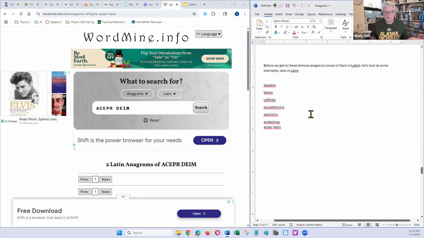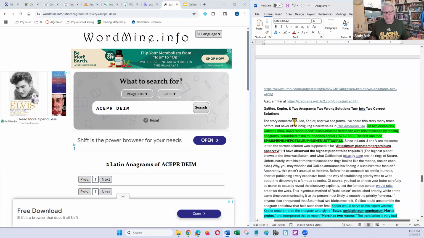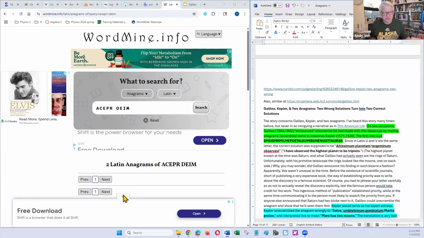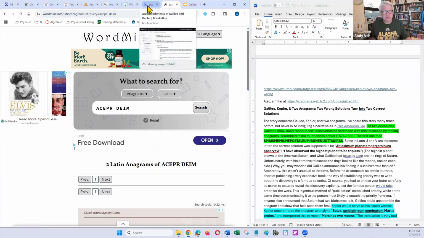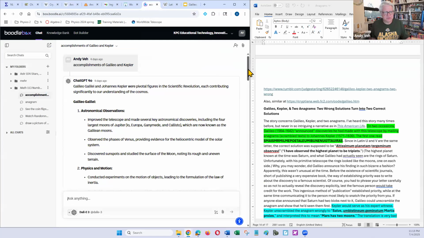All right, so let's go over here to Galileo, Kepler, and 2 anagrams. This is from a person with the name of Judge Starling. I'm not sure if that's his real name, but anyway, he wrote this up here, and it's one of many sources where you can find these. But let me tell you just a little bit about Galileo and Kepler. So they both lived around the year 1600. Galileo, he didn't invent the telescope, but right after it was invented by, I think, Lippershey, who was Danish, I believe, he improved on it and made lots of astronomical discoveries.